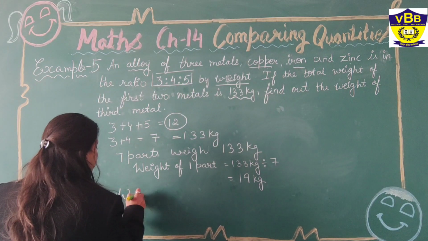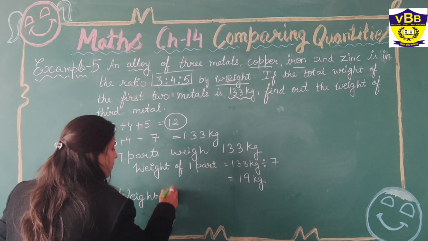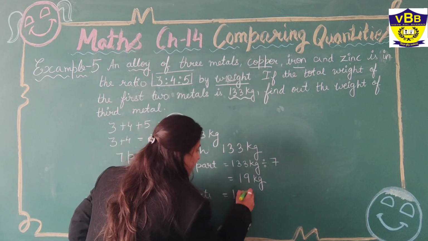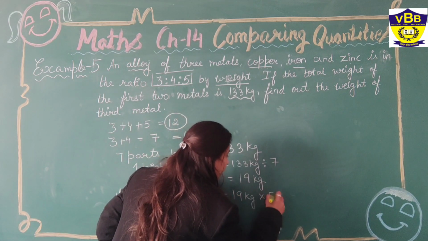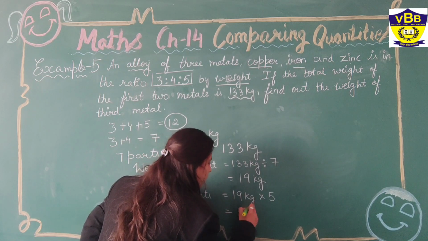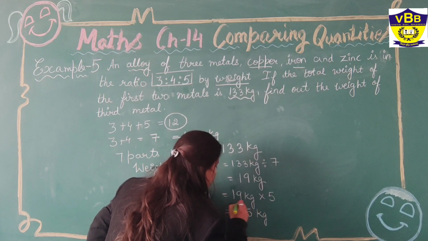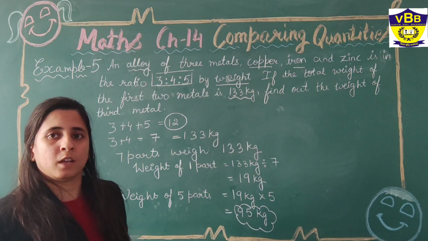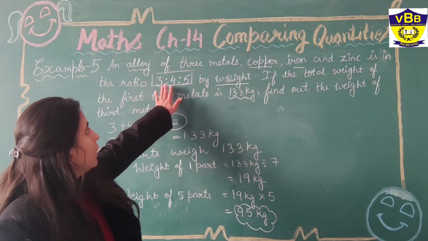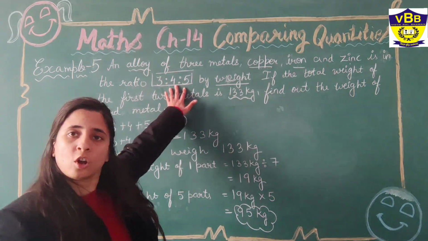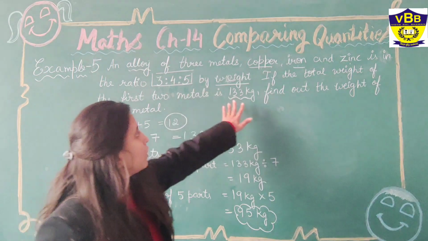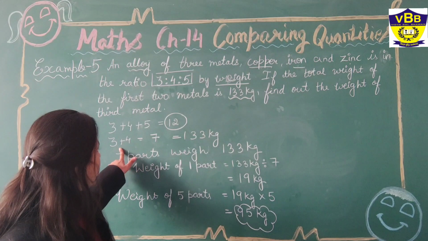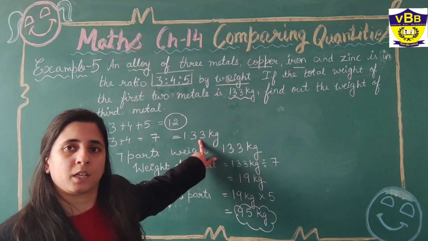So the weight of 5 parts will become 19 kg multiplied by 5. It will become 95 kg. So the weight of the third metal becomes 95 kg. What we have done, we know the ratio of all three metals. We know the weight of the first two, 3:4. That means 7 parts weigh 133 kg.